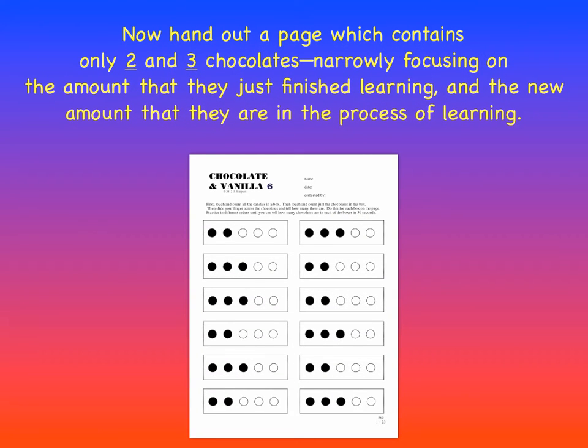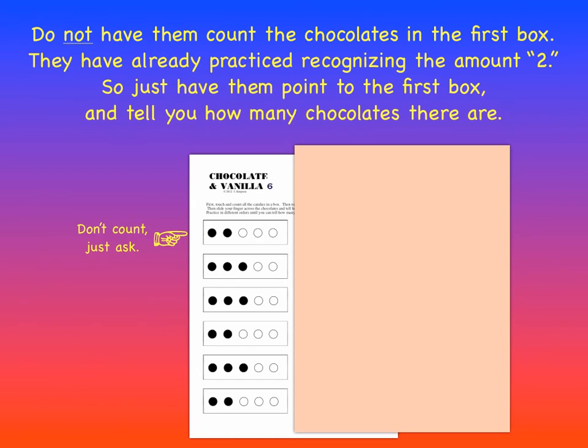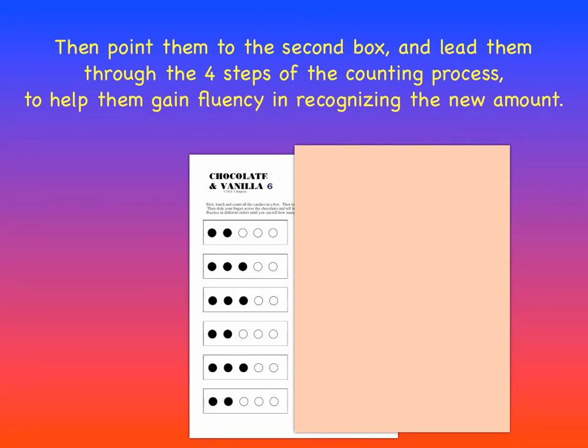Now, hand out a page which contains only 2 and 3 chocolates, narrowly focusing on the amount that they just finished learning and the new amount that they are in the process of learning. Do not have them count the chocolates in the first box. They've already practiced recognizing the amount 2. So just have them point to the first box and tell you how many chocolates there are. So you don't count those, you just ask. Then point them to the second box and lead them through the 4 steps of the counting process to help them gain fluency in recognizing the new amount.